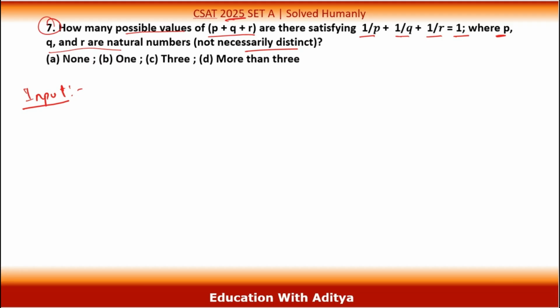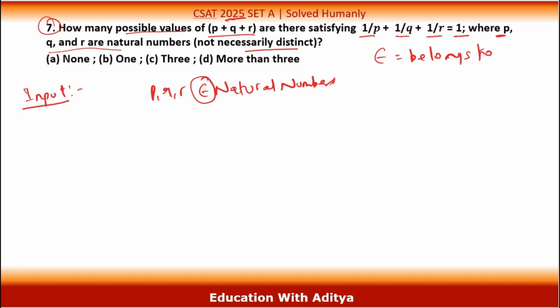What is the input given? The input is P, Q, comma R belongs to natural numbers. This sign is belongs to. And they need to satisfy this equation: 1 upon P plus 1 upon Q plus 1 upon R equals 1. What we have been given is that these are not necessarily distinct. They can be the same, they can be distinct. So this is our biggest hint in this question.